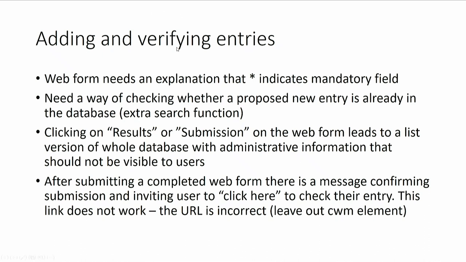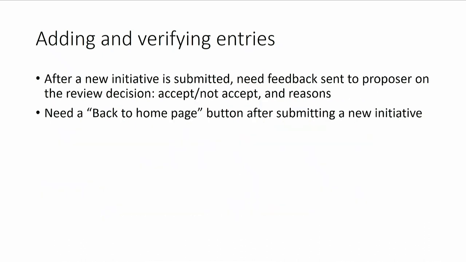And someone entered a new initiative, clicked on submit, and what happens then is a message comes back confirming submission and inviting the user to click here to check the entries that they've submitted. But the link doesn't work because the URL is incorrect, and the bit that's missing, taking you back to the IMU website, it's actually the CWM page, and the CWM part is missing from that address. So that's an error that needs to be fixed.